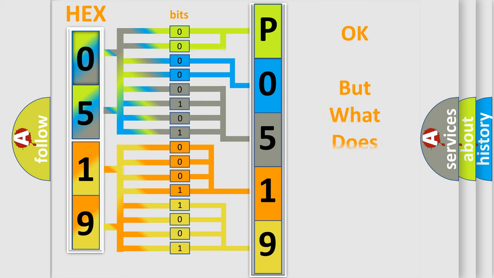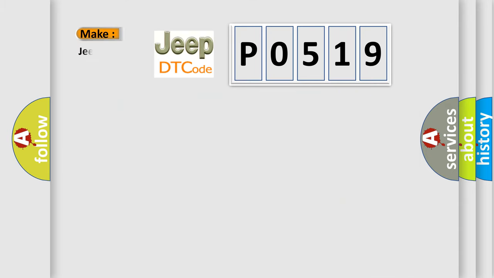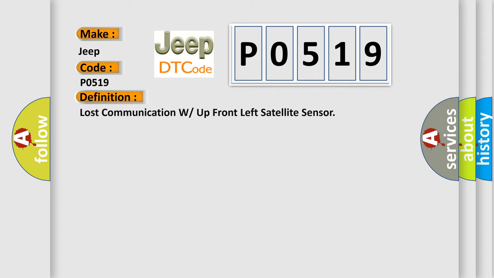The number itself does not make sense to us if we cannot assign information about what it actually expresses. So, what does the diagnostic trouble code P0519 interpret specifically for Jeep car manufacturers? The basic definition is lost communication with the up front left satellite sensor. And now this is a short description of this DTC code.